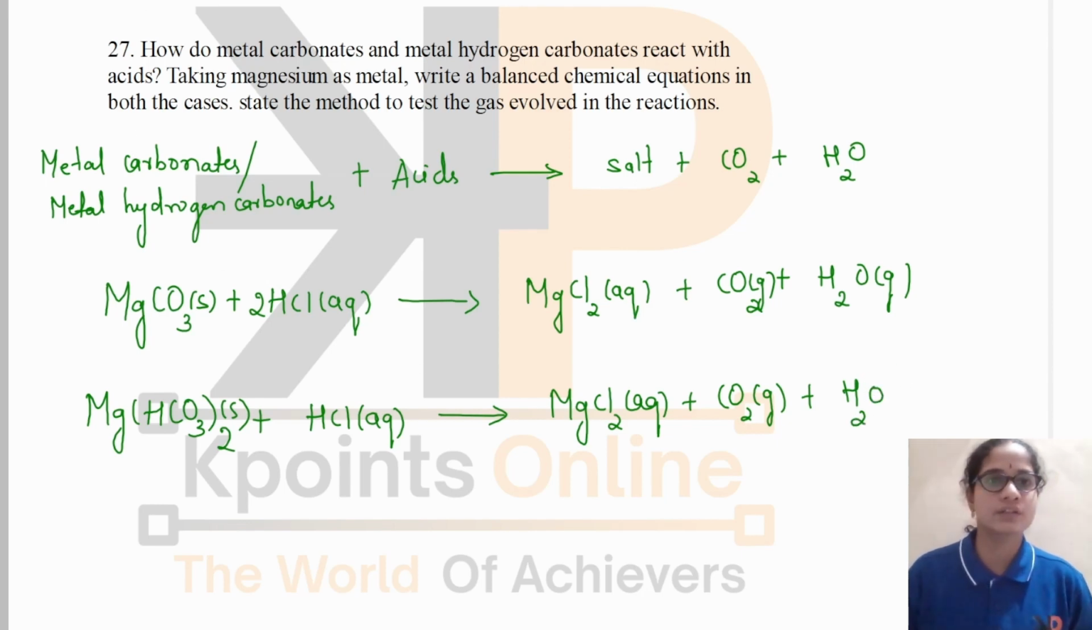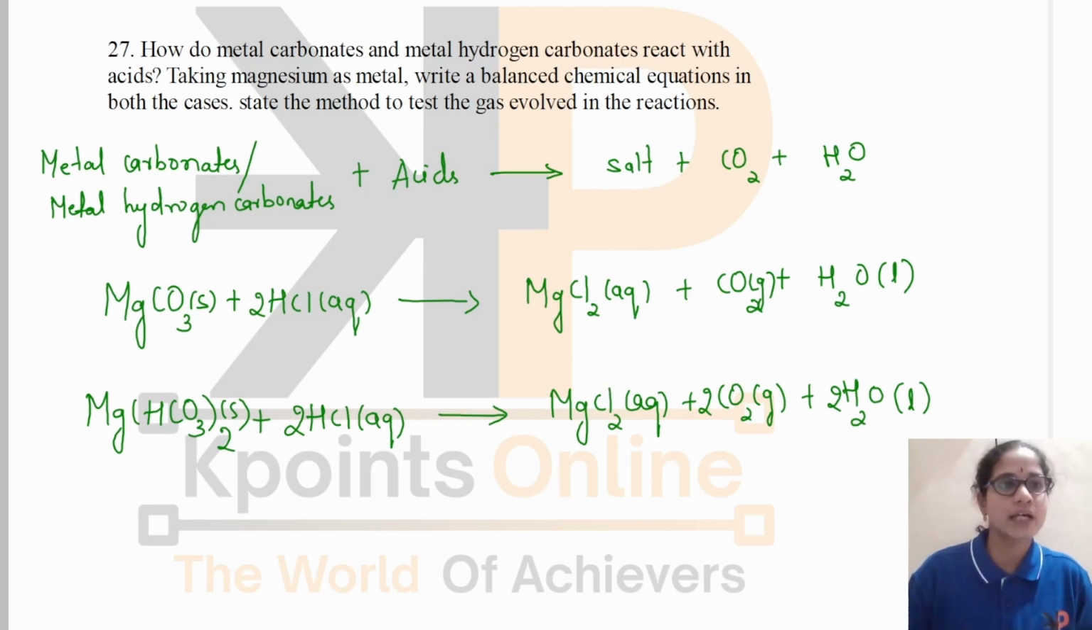Okay, sorry, here we have written gas. Now balance the equation. There are two carbon atoms here. Here also we should get 2. What about oxygen? Here there are 6 oxygen atoms plus 4. Here also we have to get 6 oxygen atoms. Now the equation is balanced. Okay. This is the reaction of metal carbonates, that is magnesium carbonate and magnesium hydrogen carbonate with hydrochloric acid to form salt, carbon dioxide and water.